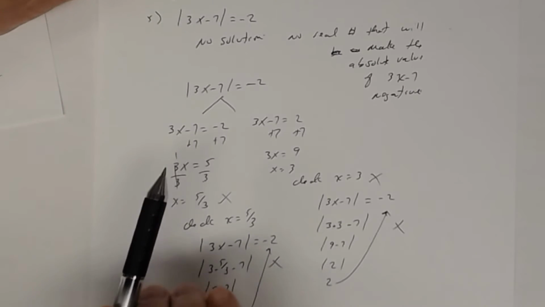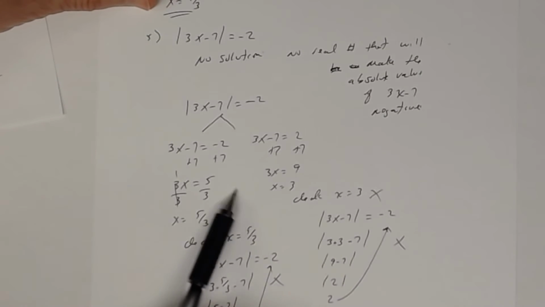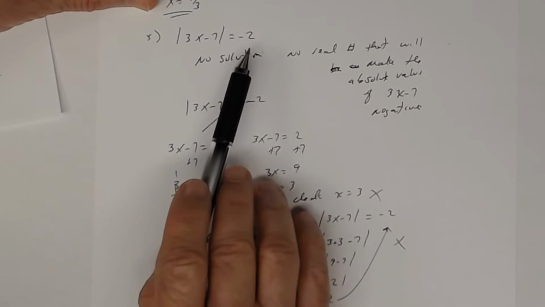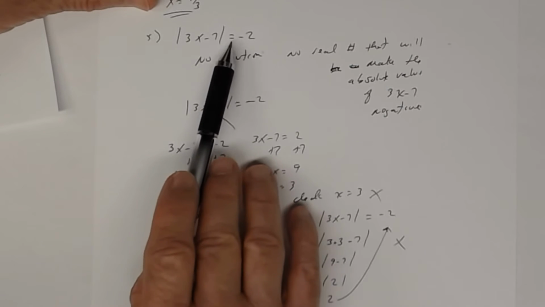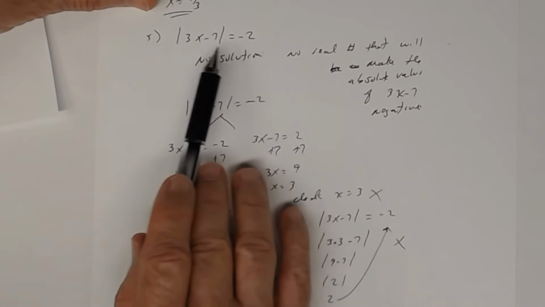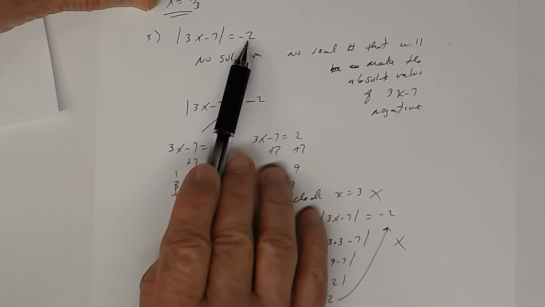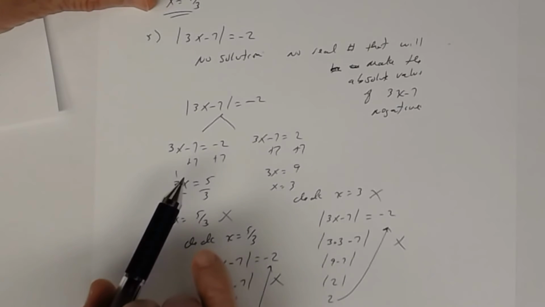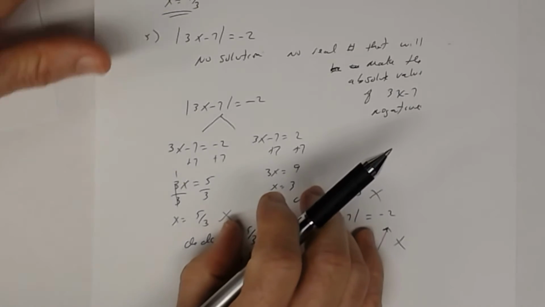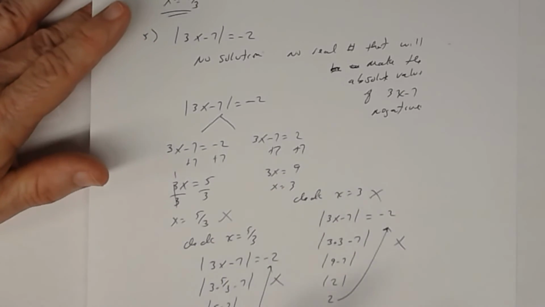All right, so just be careful. Don't waste your time doing all this when you could easily recognize that this right here had no solution, because you have the absolute value expression by itself, and you're saying that's equal to a negative number, which is not possible. Okay, so remember these little ideas.